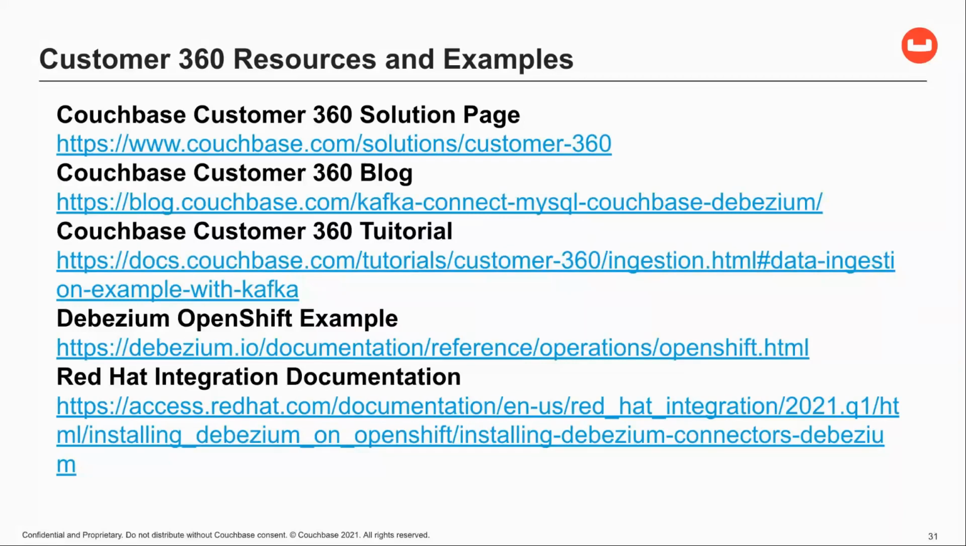Okay, the Debezium OpenShift example. You can look on the Debezium website for a lot of similar information, and also the Red Hat integration documentation, which, among other things, tells you how to build your own Docker image, like what I did, including third-party connectors for Kafka.